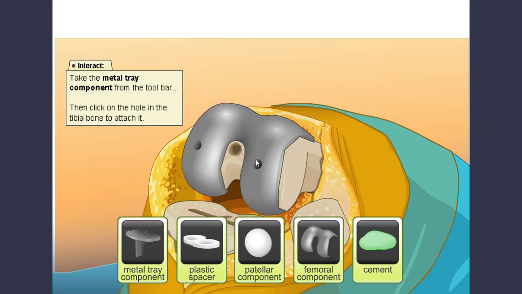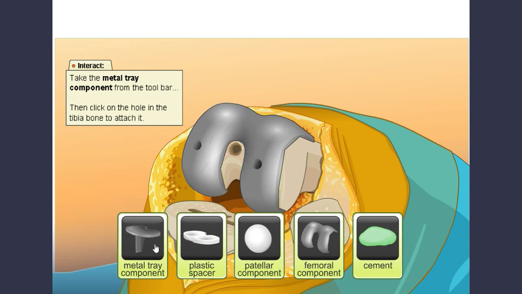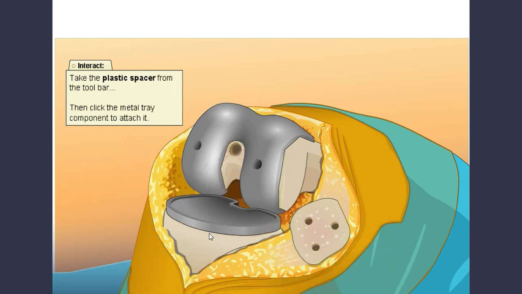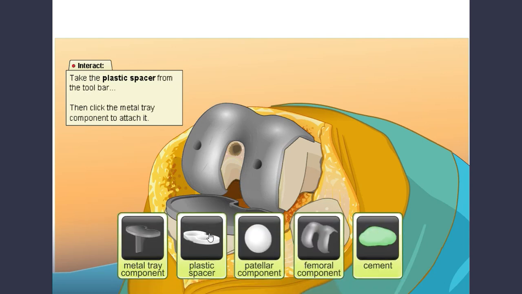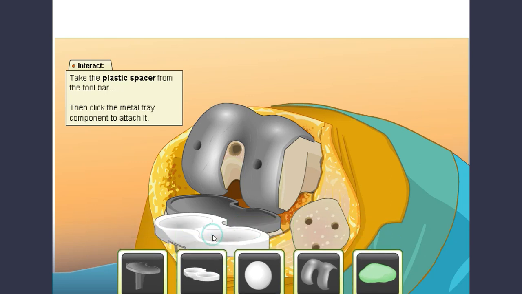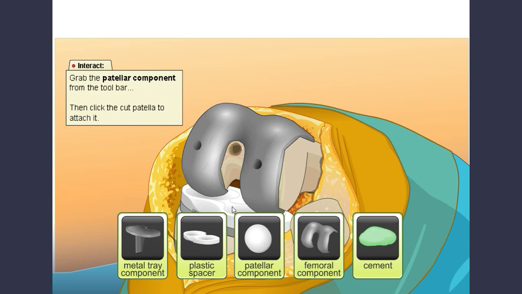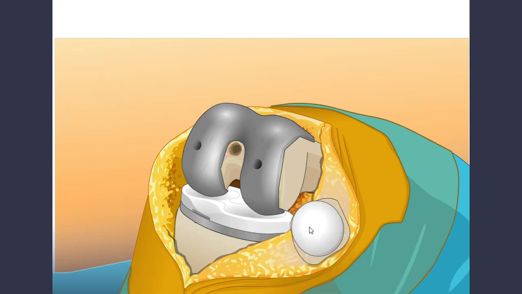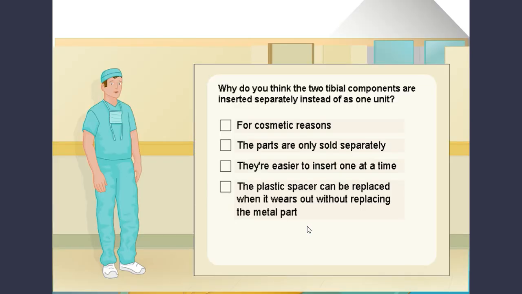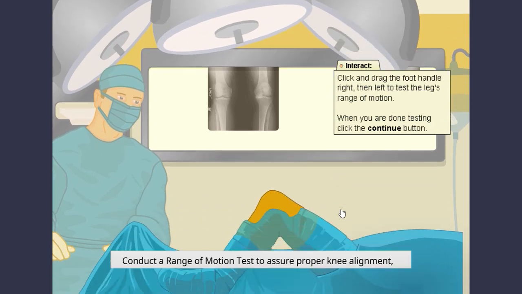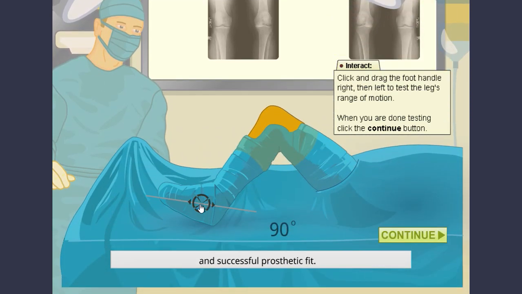Attach the metal tray trial component to the tibia. Insert the plastic trial spacer into the metal tray component. Lastly, attach the patellar trial component. Why do you think the two tibial components are inserted separately instead of as one unit? Fantastic! Conduct a range of motion tests to assure proper knee alignment and successful prosthetic fit.